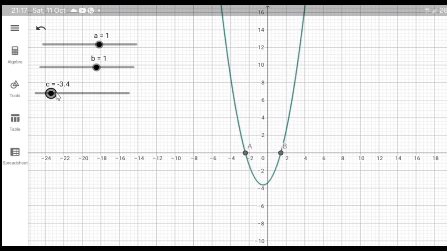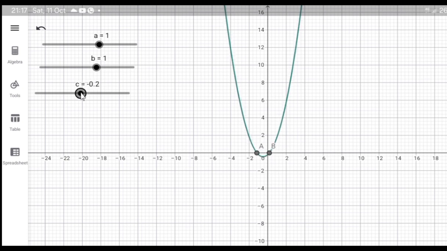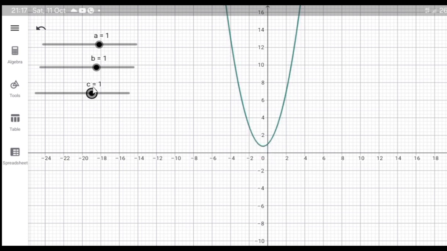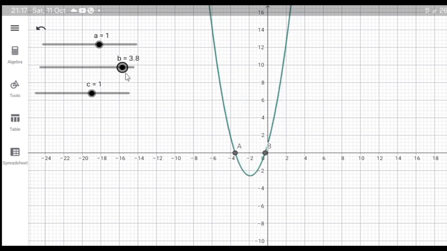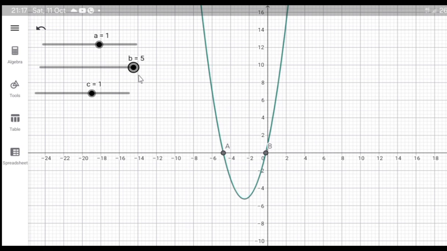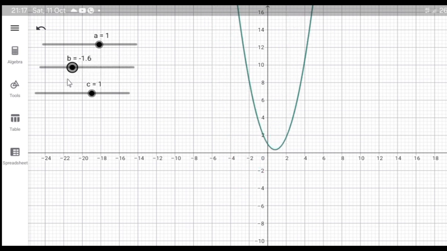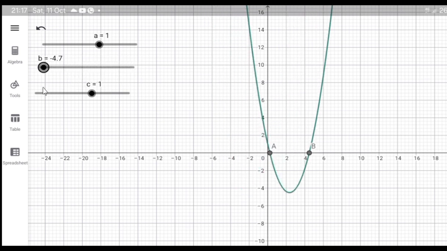The same thing with our B. Let's bring this one back to 1. Now see what happens to B. See where the root is. The root is between 0 and a negative result. If we get to this side, it becomes A and B.